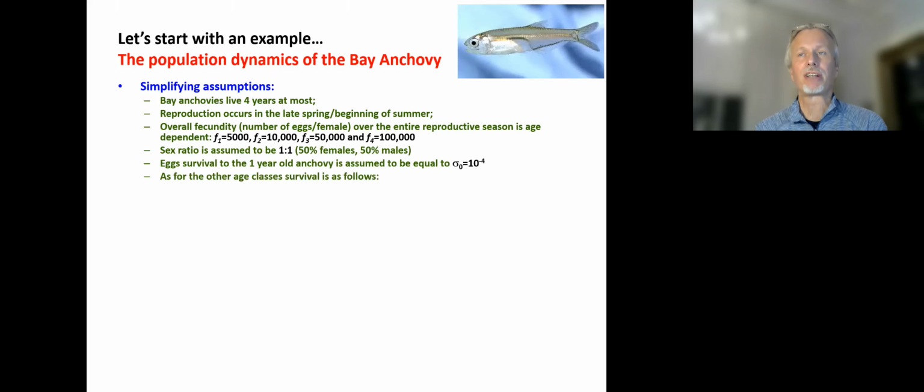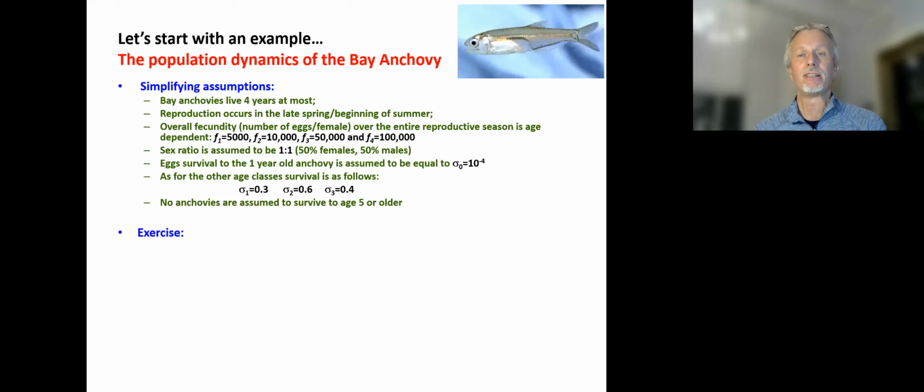As for the other age classes, survival is as follows. There is a 30% chance that individuals of age 1 will survive the next year to age 2. 60% of individuals of age 2 survive to the next year, when they will be age 3. And 40% of the individuals will survive from age 3 to age 4. No anchovy are assumed to survive to age 5 or older.